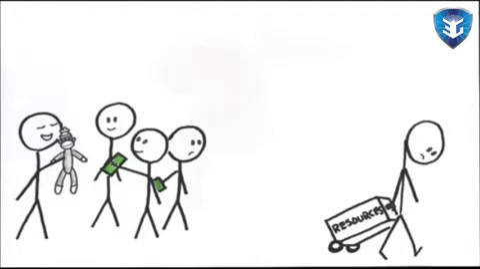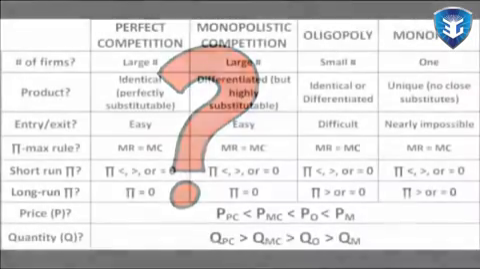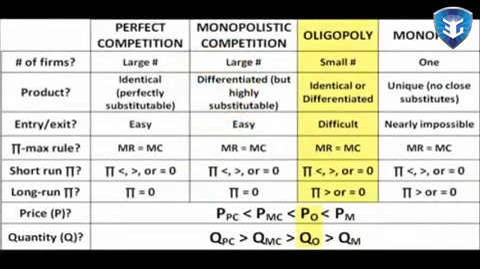So, in the end, how does the oligopoly compare to the other market structures? As expected, the oligopolistic firm can maintain profit into the long run, but the profits earned aren't quite as high as the monopoly could earn.